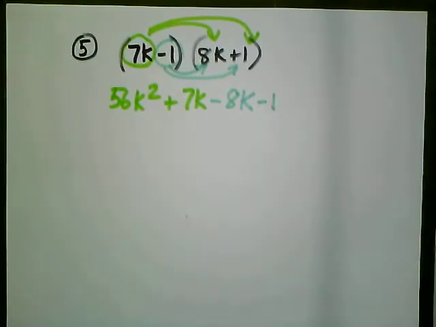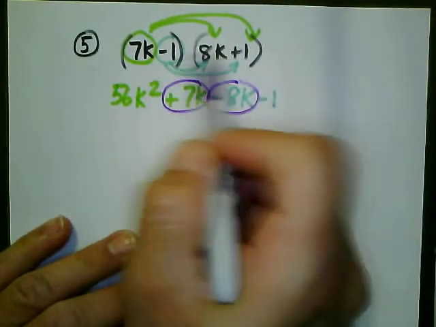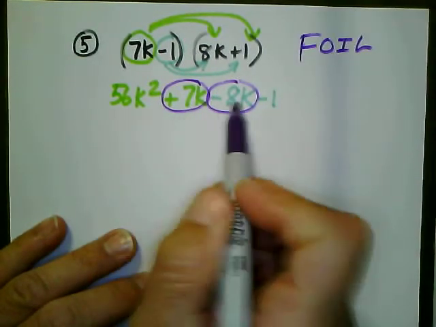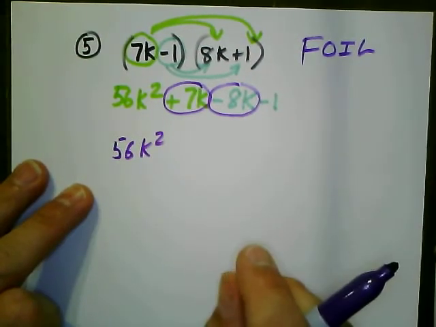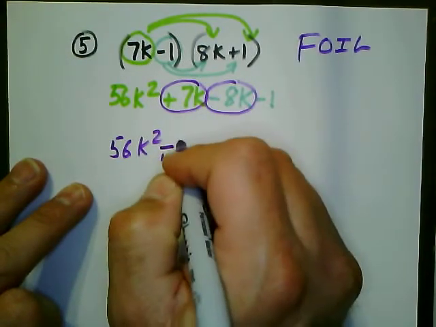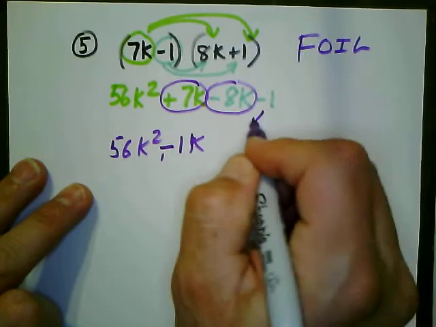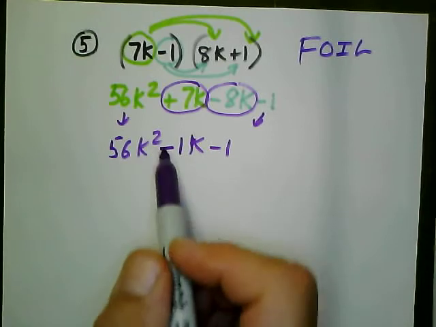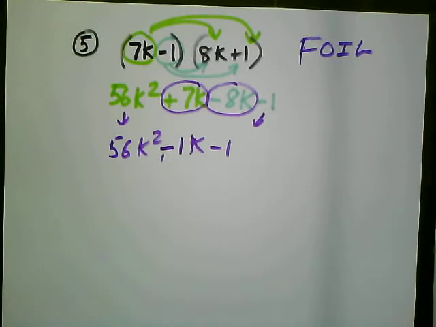And then we're going to combine like terms. Well, the like terms in this binomial times a binomial, this FOIL method, those like terms should sit right there next to each other. So your first term, which is the k squared, is not going to have a partner. 7 and negative 8 do. That is negative 1k. You could leave the 1 off if you want, just leave it as negative k. And that negative 1 is just going to drop down because it doesn't have a partner. So you have this 56k squared minus 1k minus 1. That's a quadratic that we just made that into.